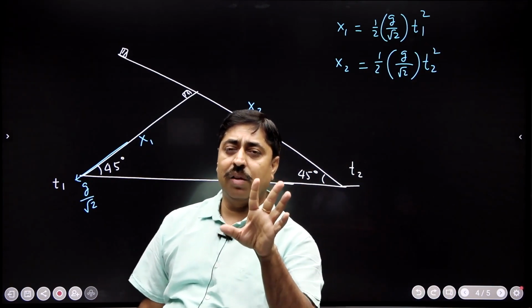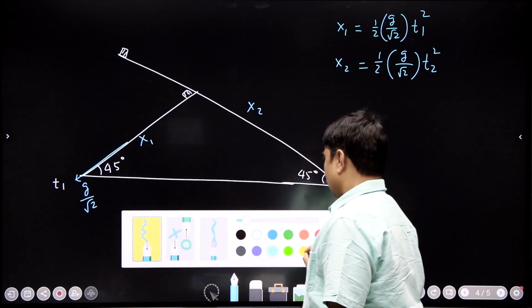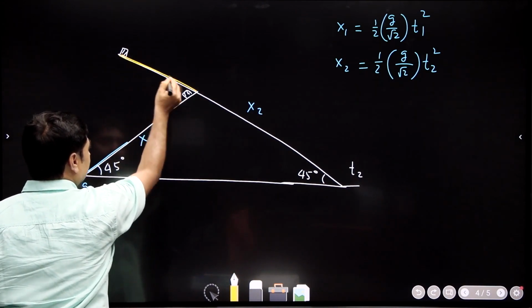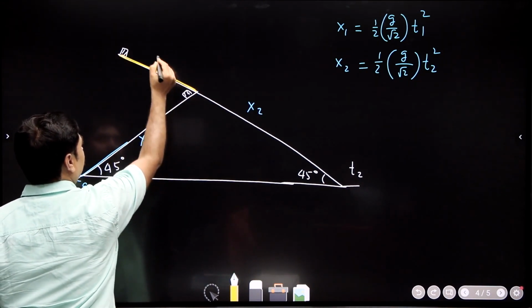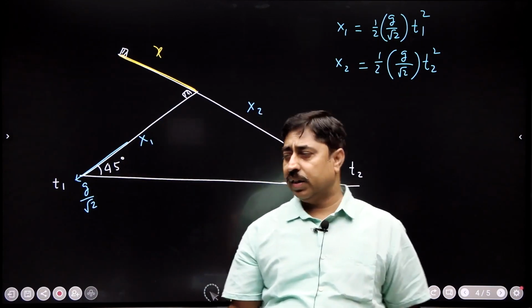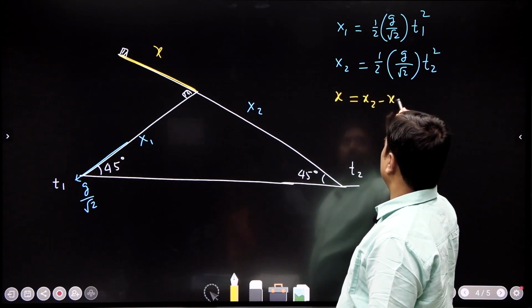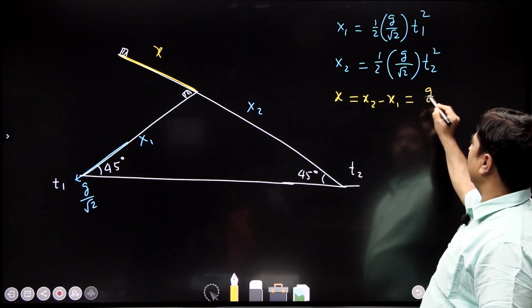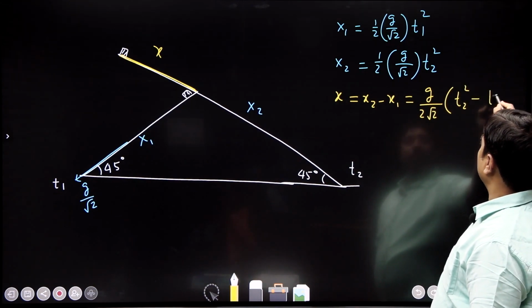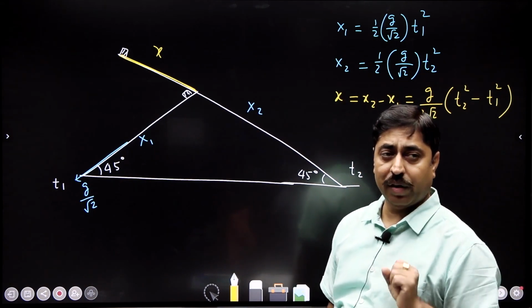So you know the length of these two inclined planes, which means you know the initial distance between these two particles when they were released simultaneously. This x is the initial distance between these two particles, and this x is nothing but x2 minus x1. So x2 minus x1 means g by 2 root 2 times t2 square minus t1 square. So this is the initial separation between the two particles.